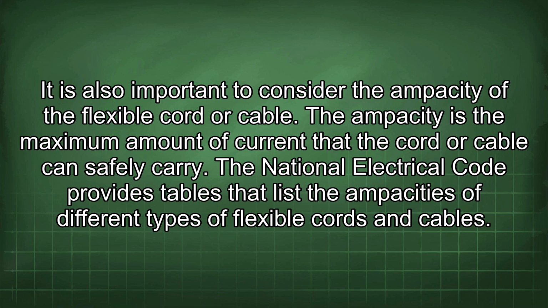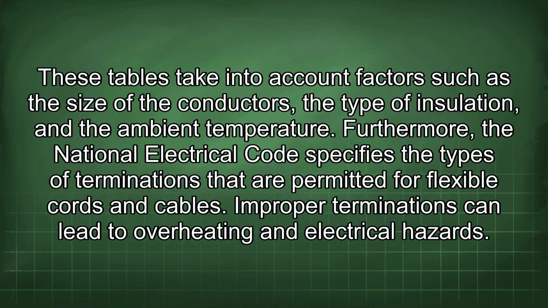The National Electrical Code provides tables that list the ampacities of different types of flexible cords and cables. These tables take into account factors such as the size of the conductors, the type of insulation, and the ambient temperature. Furthermore, the National Electrical Code specifies the types of terminations that are permitted for flexible cords and cables. Improper terminations can lead to overheating and electrical hazards.